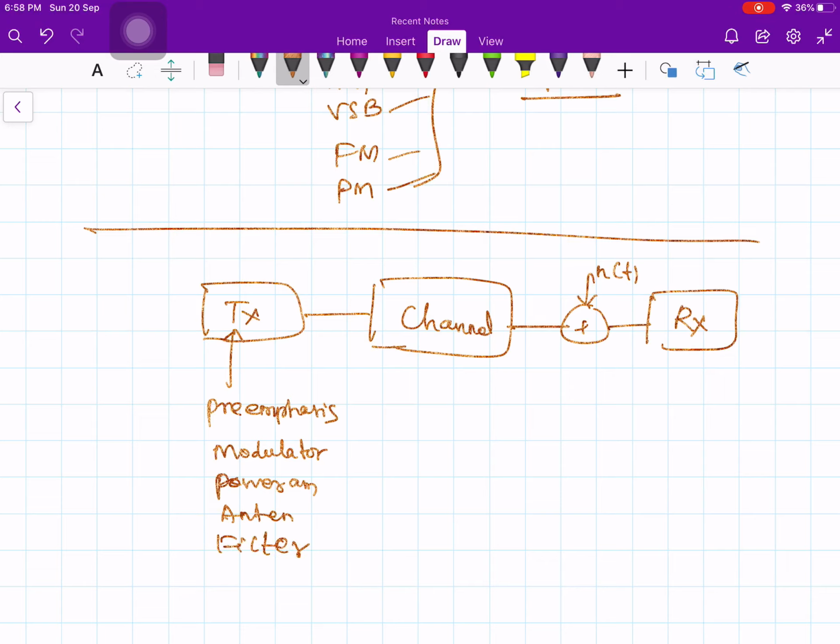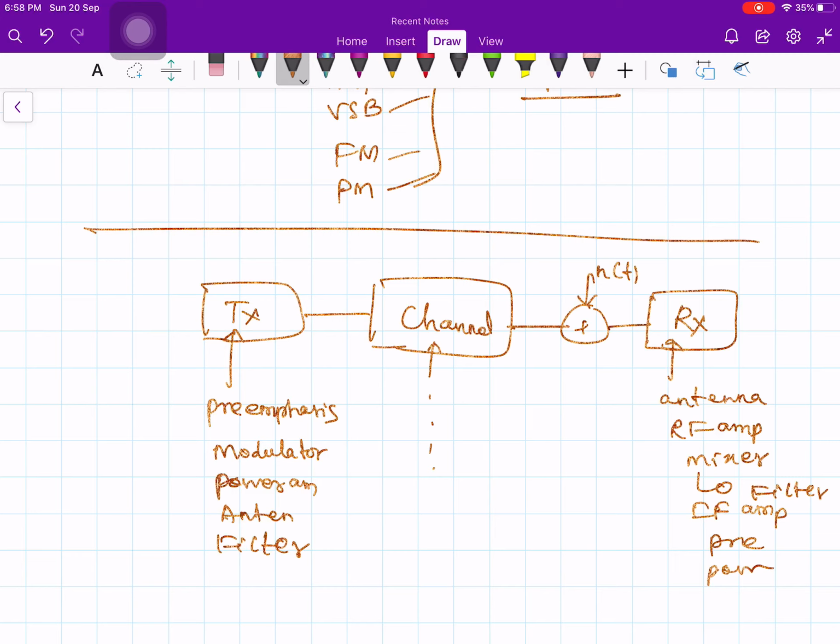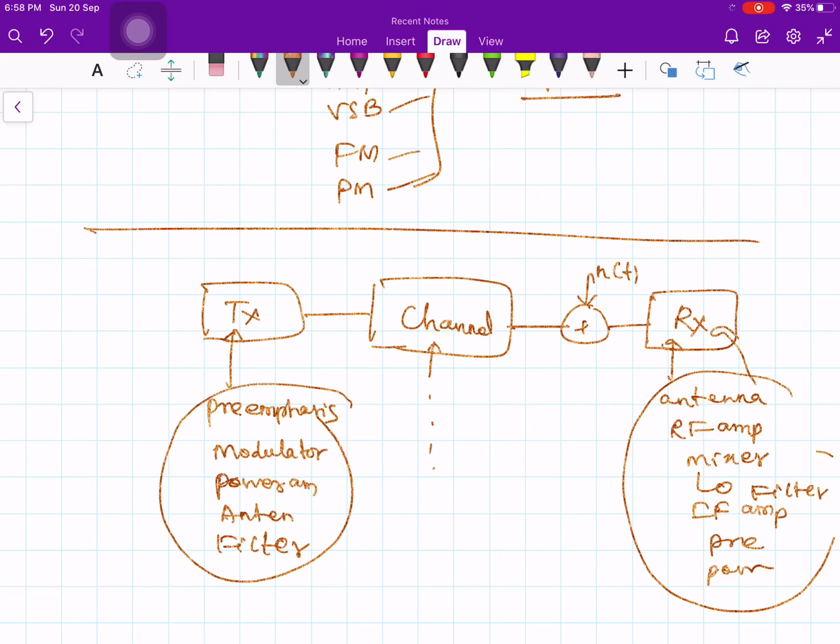Channel means, as I said, a pair of copper wire, coaxial cable and all those things, no need to write them down here. And when I say receiver, again you can have a receiving antenna, then an RF amplifier, a mixer, then a local oscillator, a filter, then an IF amplifier, then pre-amplifier, power amplifier, and so on and so forth. These all are put together in this receiver block. Similarly, all these are put inside the transmitter block.